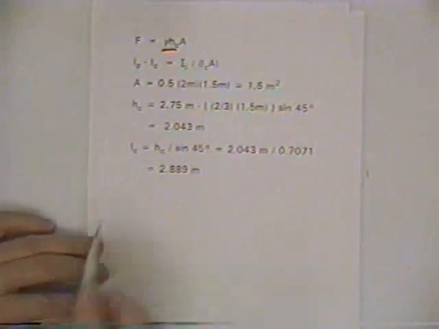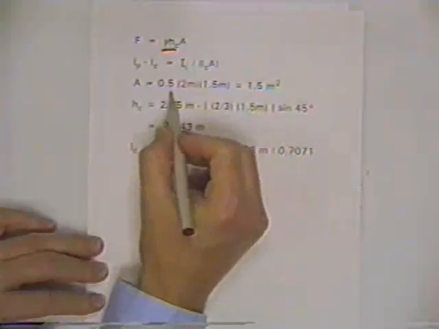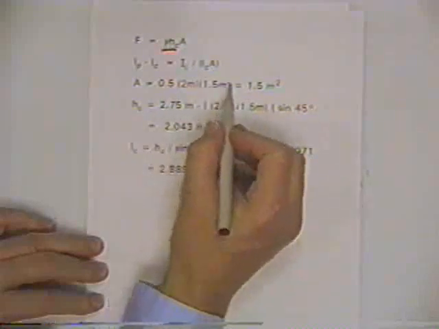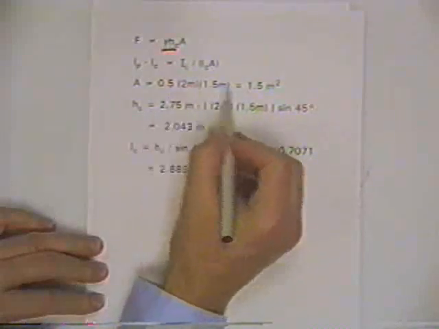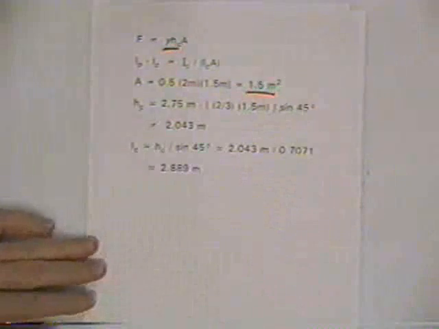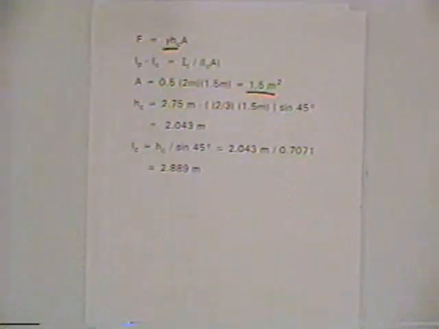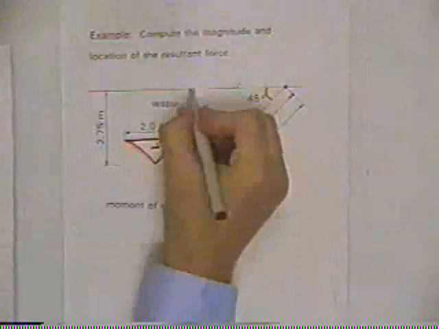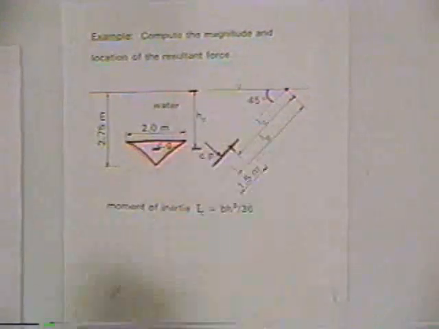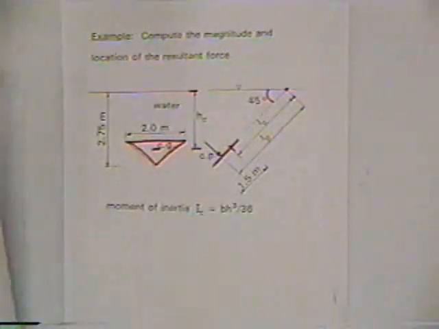We need the area, and so the area of a triangle is just 1/2 the base times the height, and we're given the base and the height, and so we can compute the area of the triangle. And we're not really given the area from the water surface down to the centroid, but we can compute that.